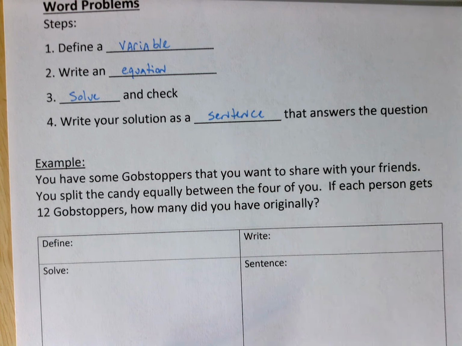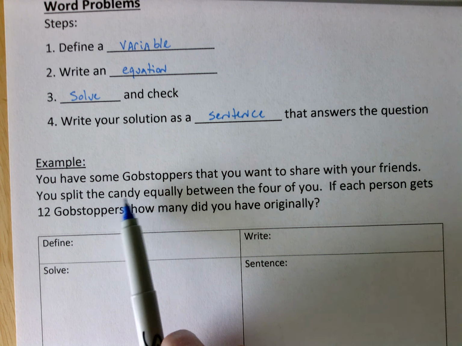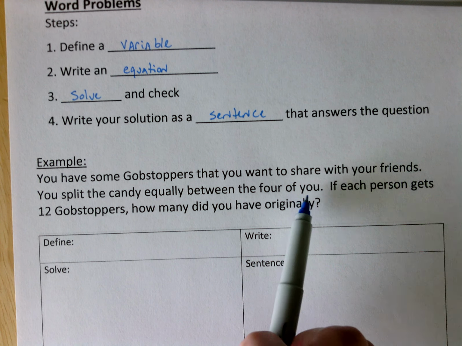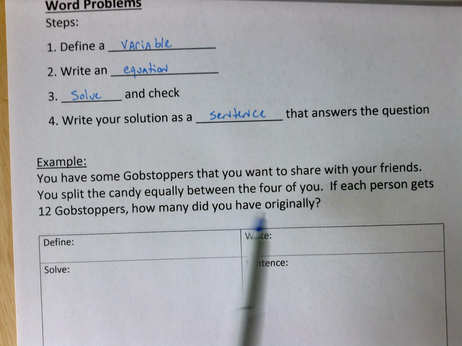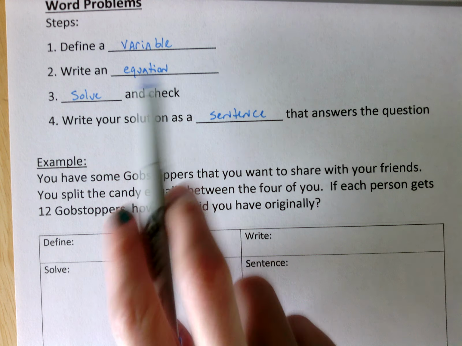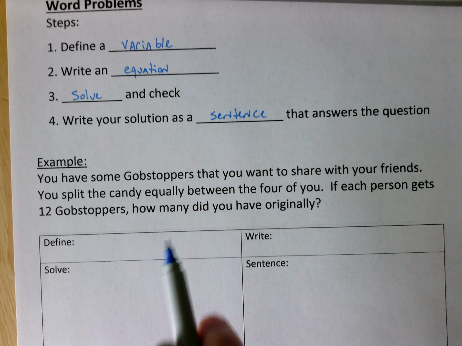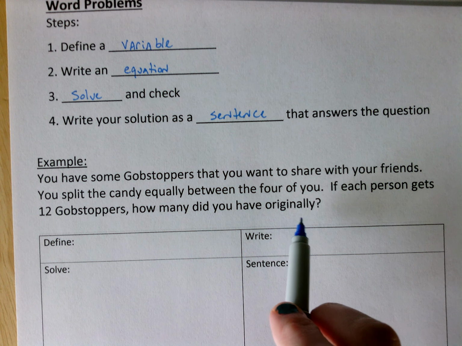So let's look at this guy. You have some gobstoppers that you want to share with your friends. You split the candy equally between the 4 of you. If each person gets 12 gobstoppers, how many did you have originally? Here's the nice thing about defining your variable. All you really need to do is find the question. The question says, how many did you have originally?